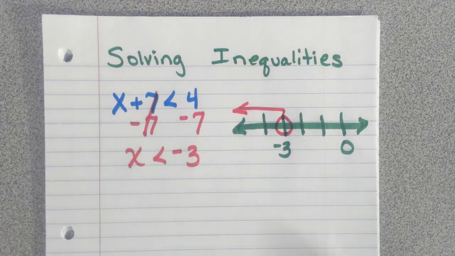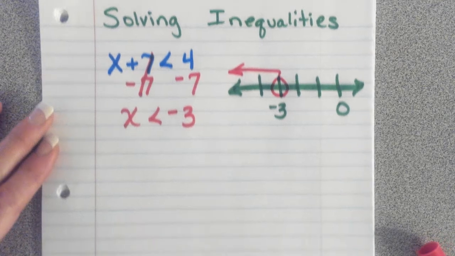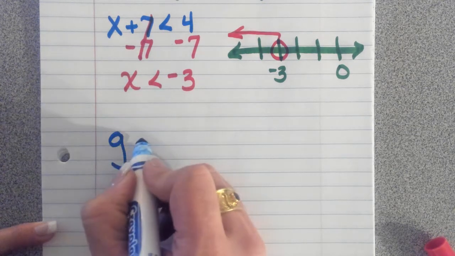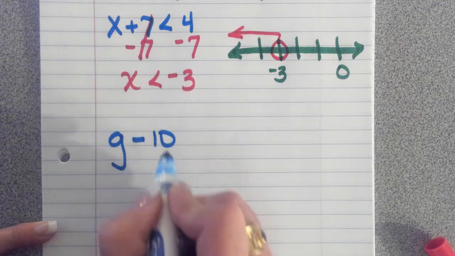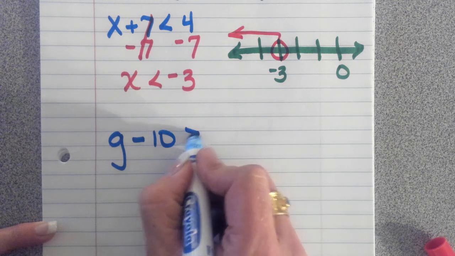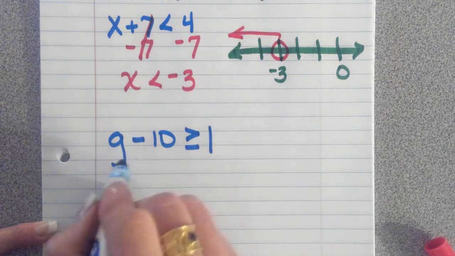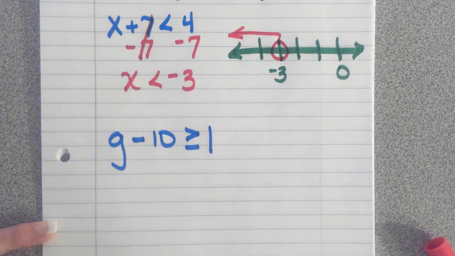All right, let's give another example. x is not the only letter that we use. We can use any letter. For example, G. If I take G minus 10, my answer can be anything greater than or equal to 1. Oh, wait, I have to solve for this. Got to go find out what G is.